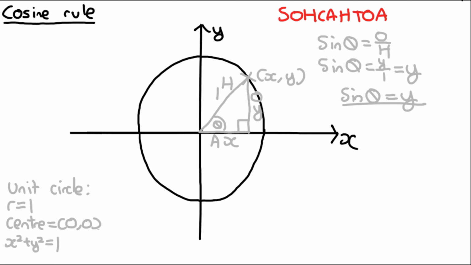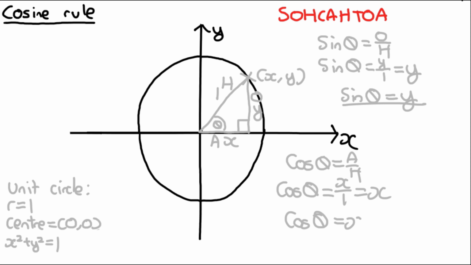And by the same logic, if we do the cosine, remember that cos of theta or cosine theta is equal to, using SOHCAHTOA, a over h. We can sub in values to do cosine or cos theta, you can use either term, is equal to a, which is x, over the hypotenuse, which is 1, which again we can just simplify to x. So cosine of theta is equal to x, and we can use these two terms in order to find exact values of sine and cos theta values.